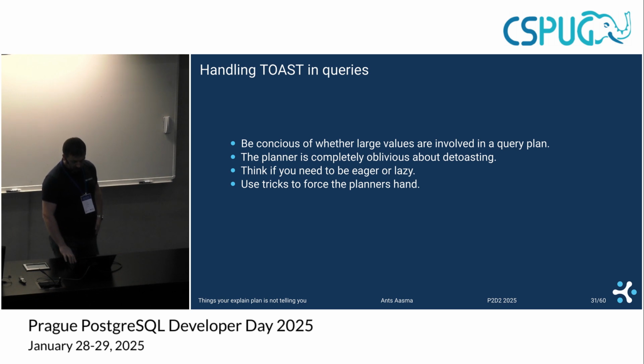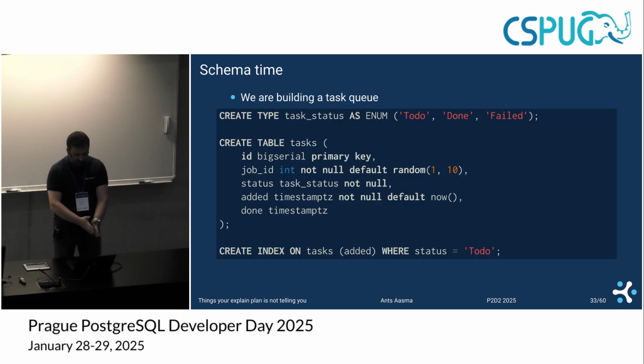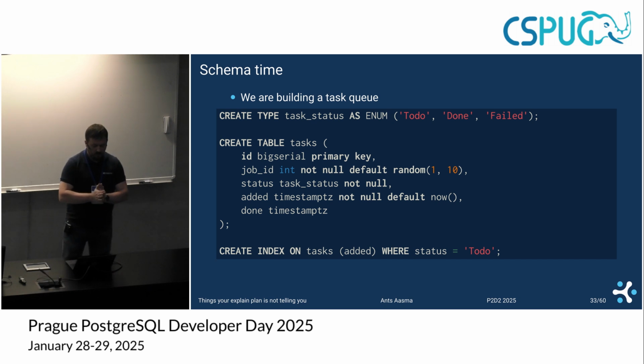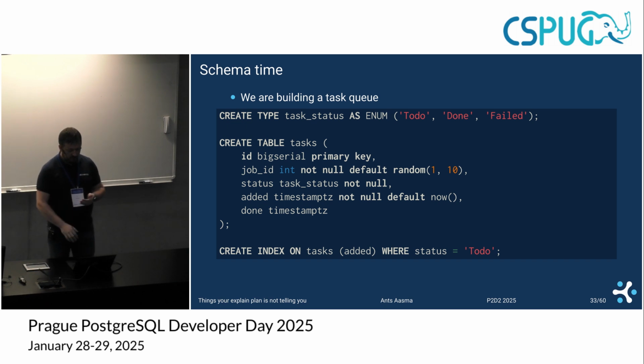Okay, but moving on from Toast now. This topic is going to be about visibility. So we need a new schema. For this schema here, we are going to build a small task queue application. We are going to have some tasks that are in to-do, done, or failed status.